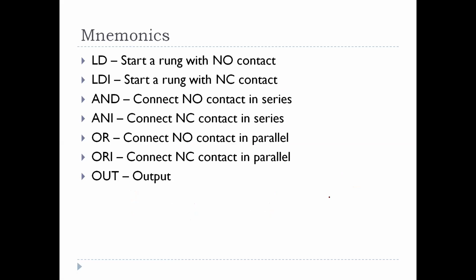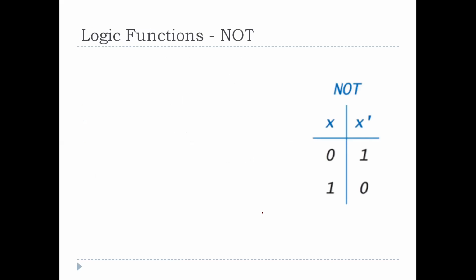AND is used to connect a normally open contact in series, and ANI is used to connect a normally closed contact in series. Similarly, OR is used to connect a normally open contact in parallel, and ORI is used to connect a normally closed contact in parallel, and OUT is used to indicate output. Now we'll see some of the logic functions and the corresponding ladder diagram and the mnemonics for that logic function.